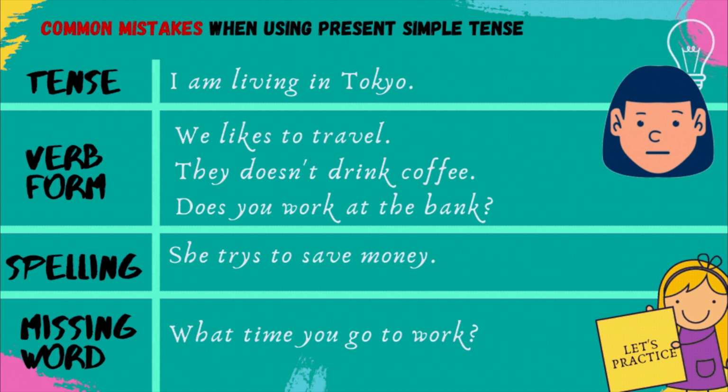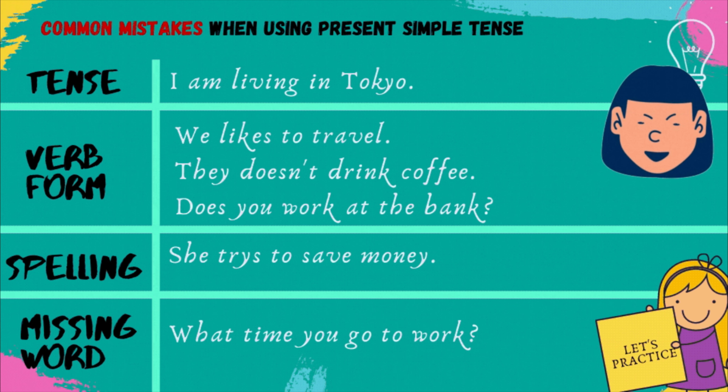Sometimes the mistake is in the tense itself. So remember, we mentioned at the beginning the present simple and present continuous, and that the present simple is for something permanent and present continuous is for something temporary. So sometimes learners get mixed up between these two tenses. So let's say in this example, I am living in Tokyo. Let's say that this person lives in Tokyo, right? So it's not just for a little while, it's where the person lives.